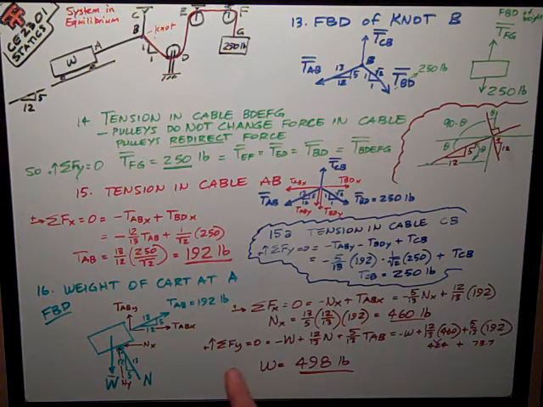Almost there. I do a sum of forces in the Y direction. It's equal to 0. I have negative W plus the Y component of N, which is 12/13, plus the Y component of TAB, which is 5/13. And do the math, I get negative W is equal to this plus this, so it's 498 pounds.